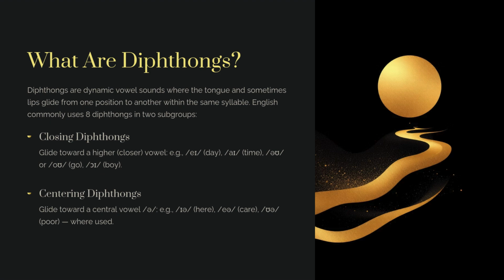The second type is centering diphthongs, which glide toward the schwa sound. Examples: in here, E, in care. In poor. What are diphthongs? Diphthongs are dynamic vowel sounds where the tongue and sometimes lips glide from one position to another within the same syllable. English commonly uses 8 diphthongs in two subgroups: closing diphthongs and centering diphthongs.